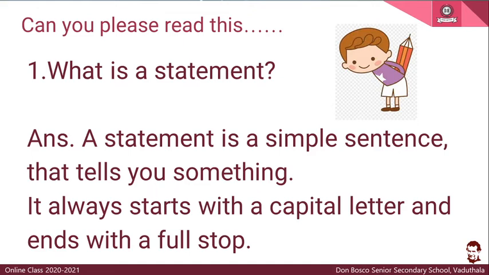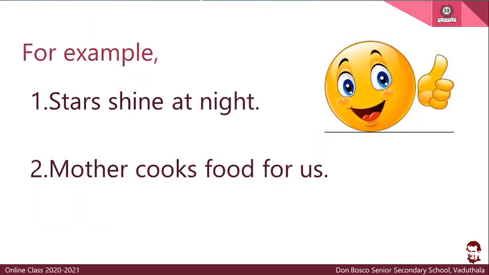Here are the two examples given. The first one, stars shine at night. Yes, started with a capital letter, ended in the full stop, and it is a simple sentence and it is telling you something, isn't it? Yes. The second one, mother cooks food for us.